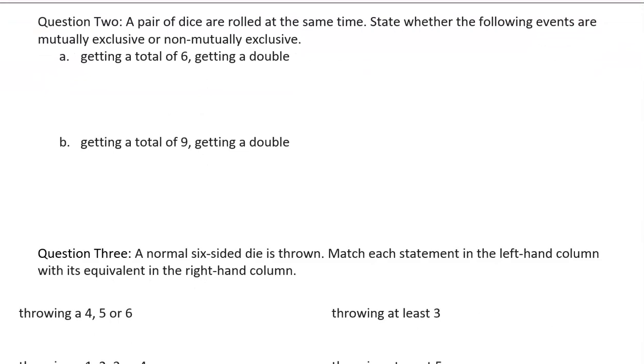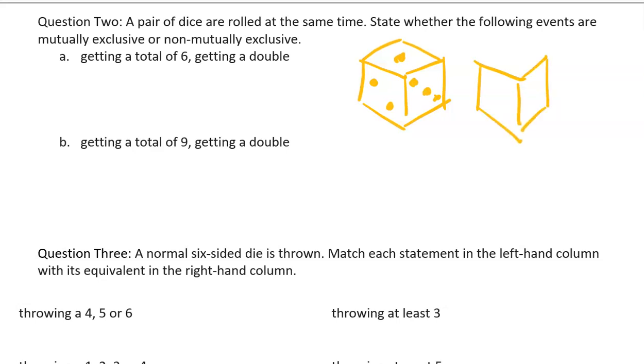Okay, question 2. A pair of dice are rolled at the same time. State whether the following events are mutually exclusive or non-mutually exclusive. Okay, so this time we're rolling 2 dice. So we've got the numbers 1 to 6 on both. We're just looking at normal standard dice. 1, 2, 3. And I might put 4, 5, and 6 on my other one, just so we can see all the numbers. Okay, so we've got 2 dice here.